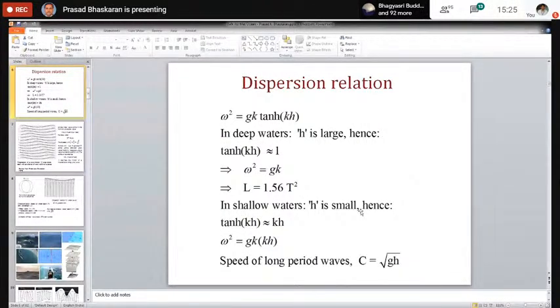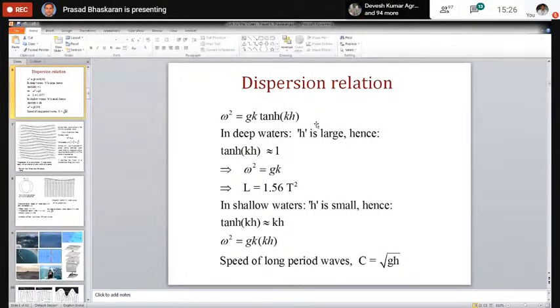Using these basic assumptions, with appropriate boundary conditions like the free surface kinematic boundary condition and the bottom boundary conditions, we can define a parameter called the velocity potential. From the solution of the velocity potential, we come out with a relation as we see here. This is called the dispersion relation. This is one of the very important contributions which has come out from the small amplitude wave theory.